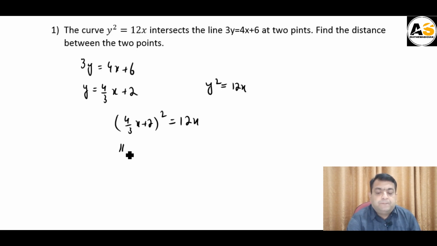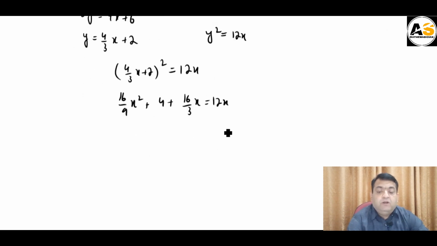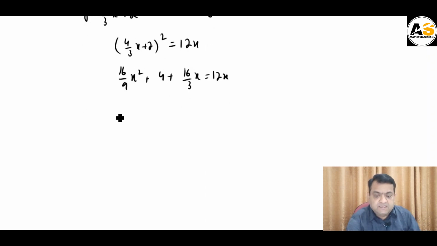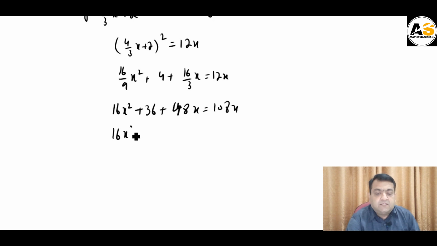Expanding the square, I got this equation. Now I will multiply the whole equation by 9. 16x square plus 36 plus 48x is equal to 108x. 16x square minus 60x plus 36 is 0. 4 is common. 4x square minus 15x plus 9 is equal to 0.